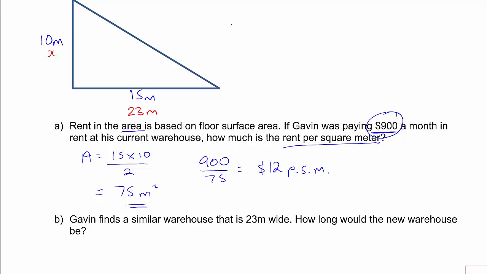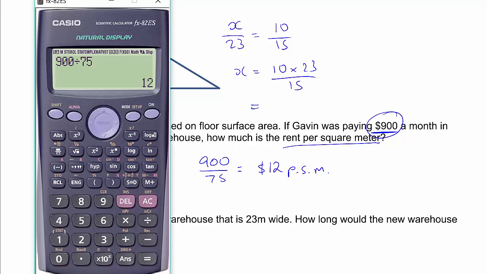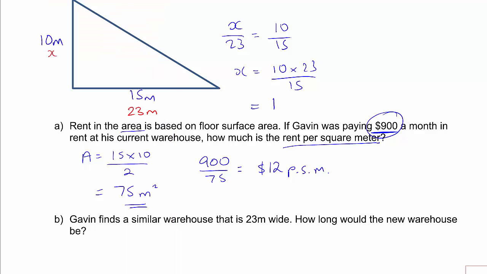Well, x divided by 23 would be equal to 10 divided by 15, which is similar triangles. So that's going to be 10 times 23 divided by 15. So is that 230 divided by 15 gives us 15.3 recurring, or 15 1/3.